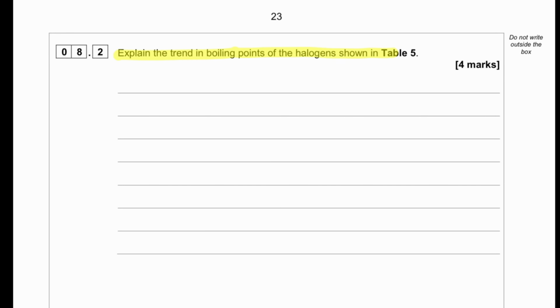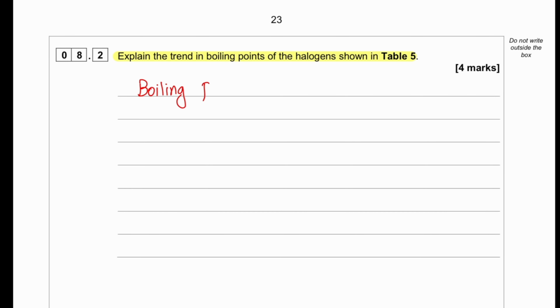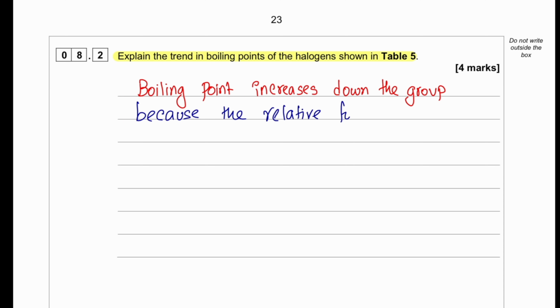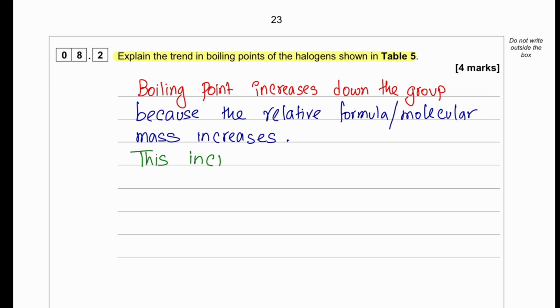Explain the trend in boiling point of the halogens shown in table 5. So in terms of boiling point, if you notice, as we go down the group, the boiling point increases. Now, the explanation is the relative molecular mass also increases. And since the relative molecular mass is increasing, the intermolecular force between these molecules also increases. So more energy is needed to overcome the intermolecular force between these molecules. That's why the boiling point is higher.